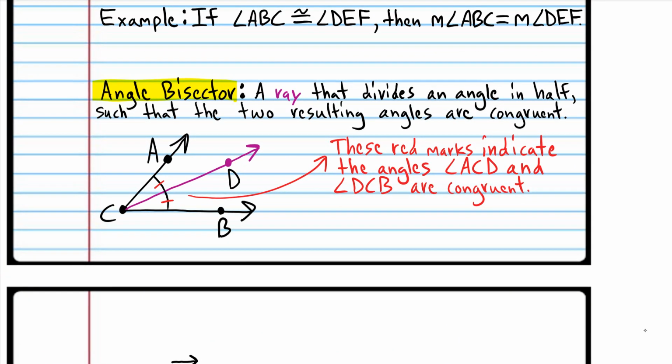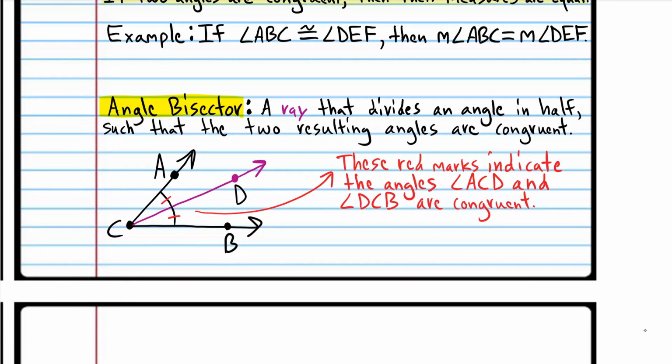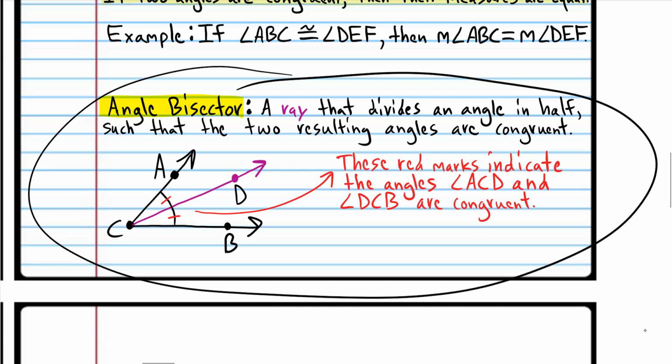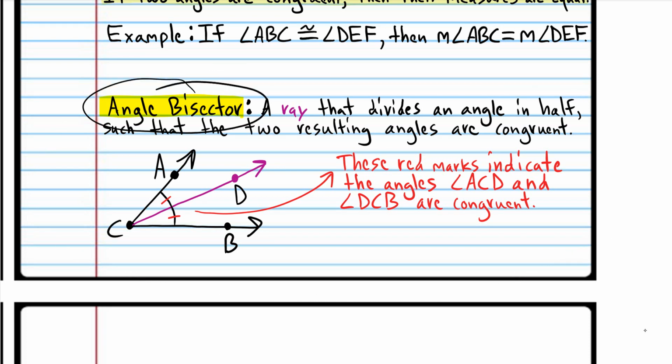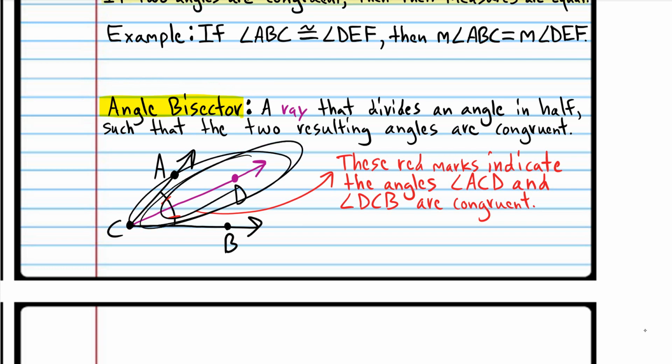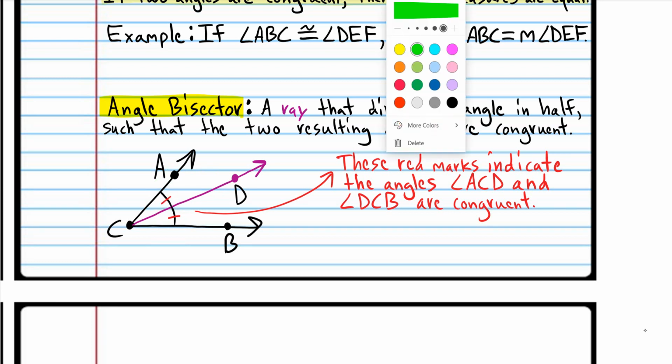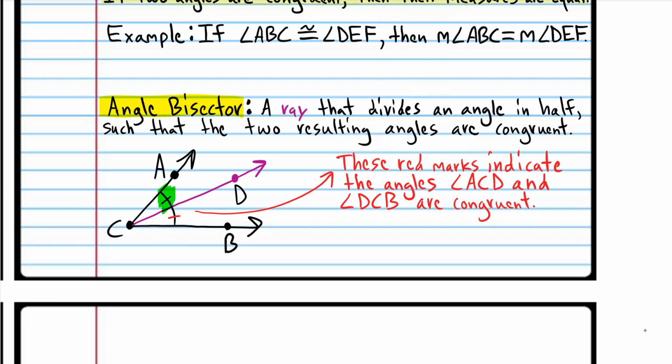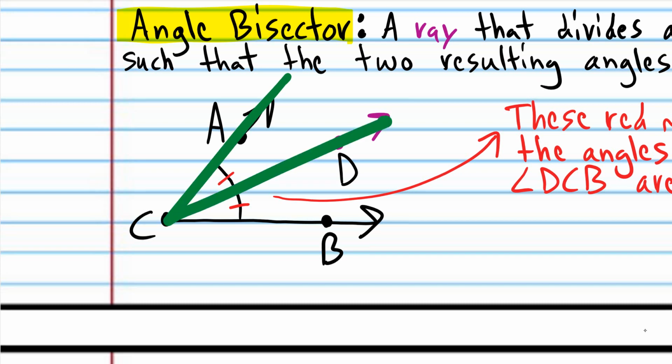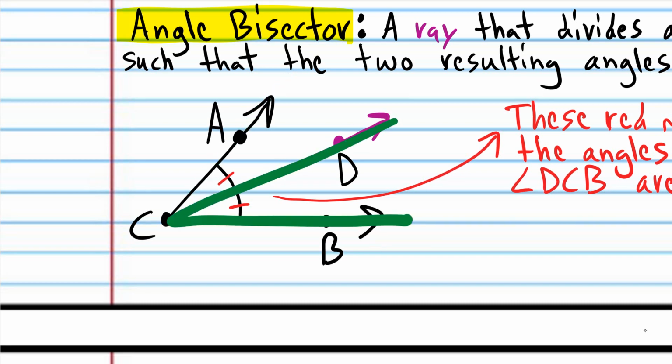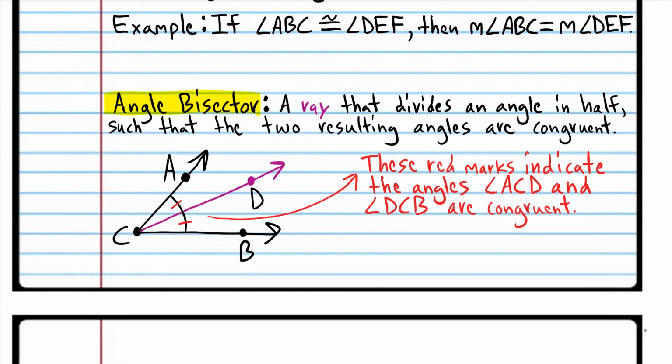Okay, so now we're going to apply that with this concept here. We're going to define something called an angle bisector. An angle bisector is a ray that divides an angle in half such that the two resulting angles, this angle and this angle, are congruent. So this green measure here is equal to this green measure here. So this angle is congruent to this angle because their measures are equal. That's what an angle bisector is. It just cuts it in half.